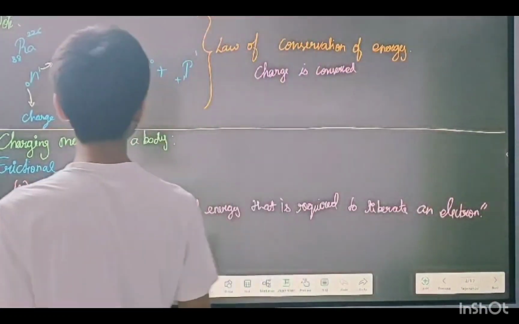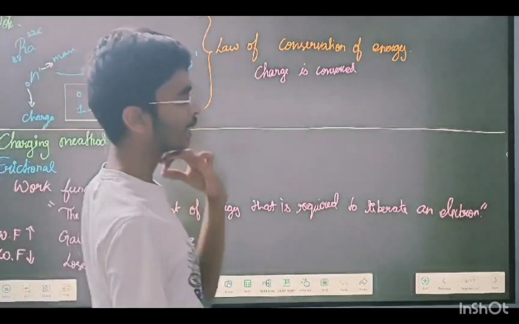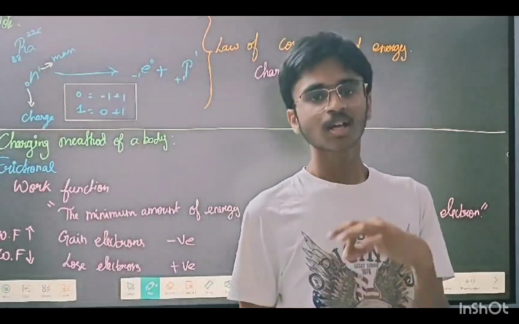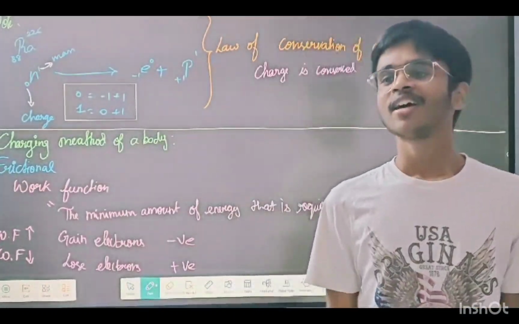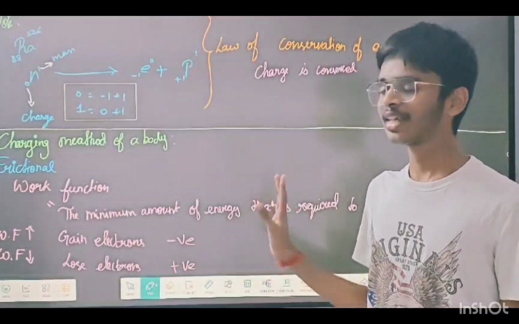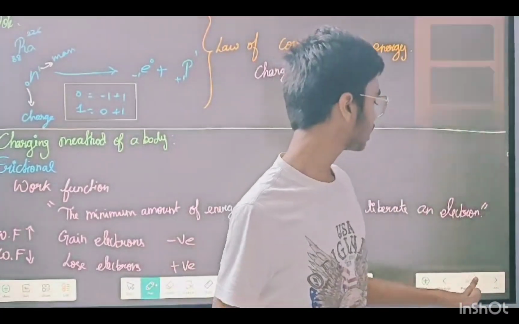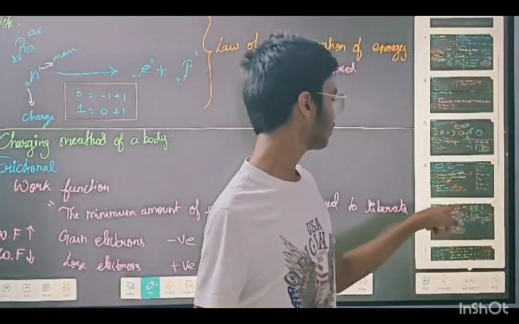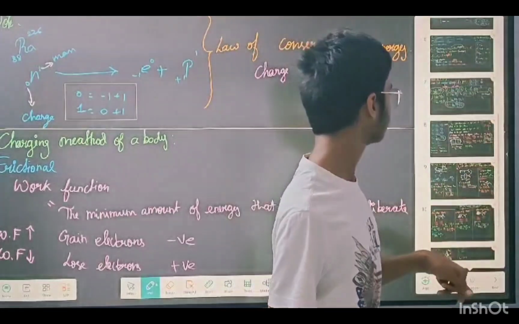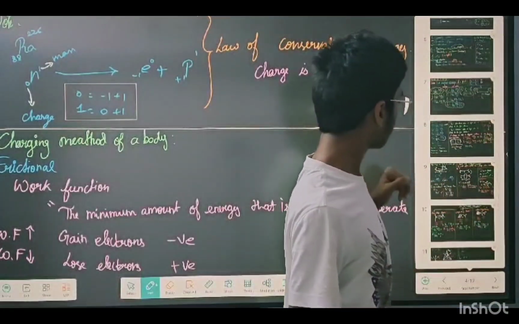Next is charging methods of a body. With this, we will end this first part. I know this is kind of heavy. This is what the basic thing is. Hereafter, every law, every derivation is going to be very, very easy. Easy peasy lemon squeezy.